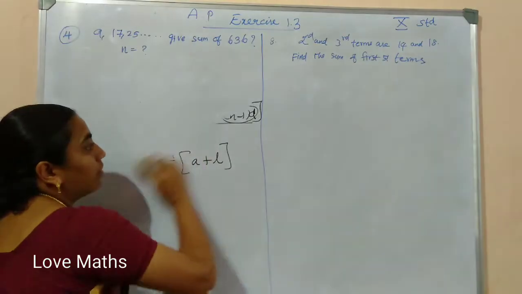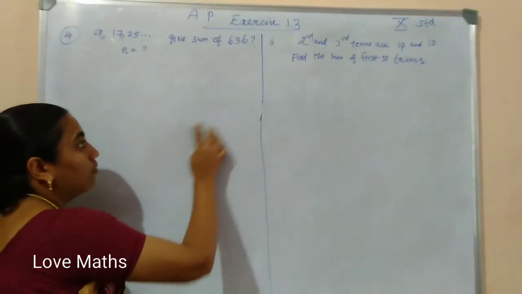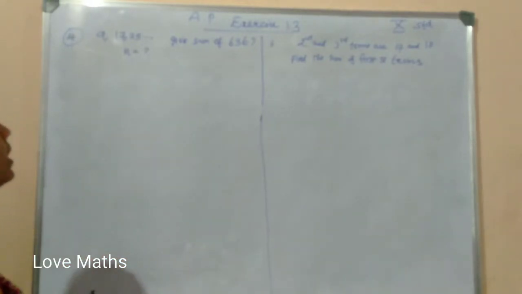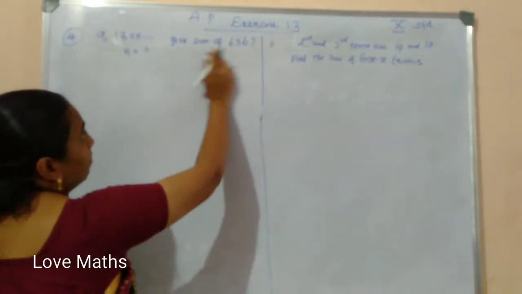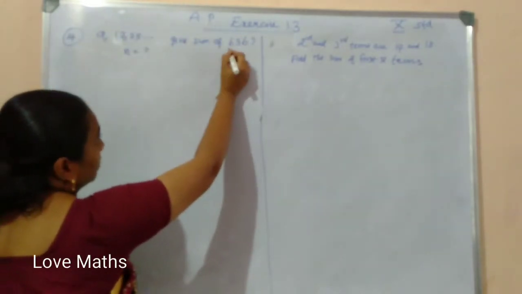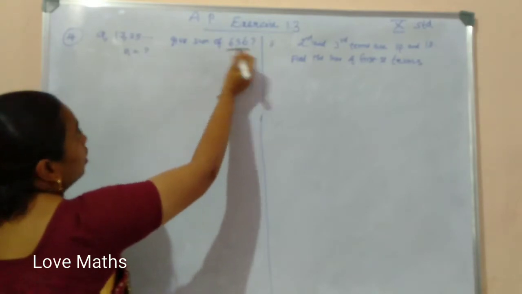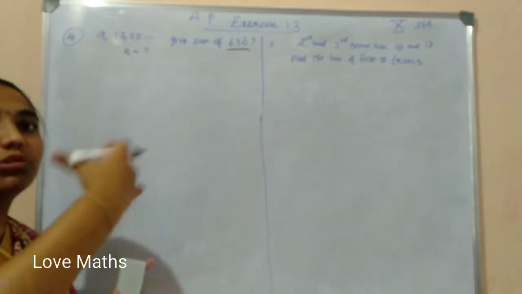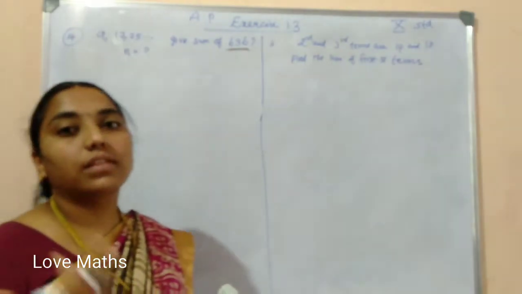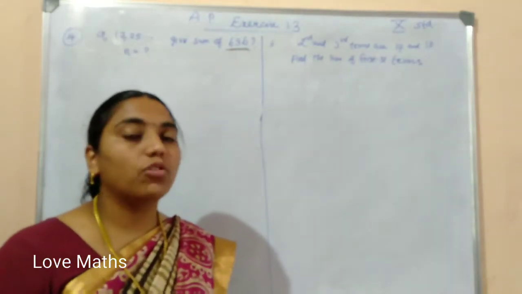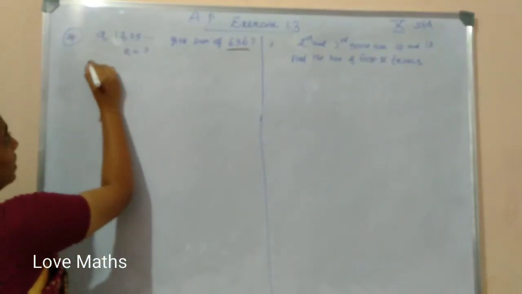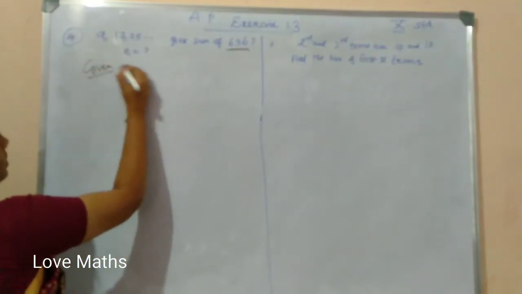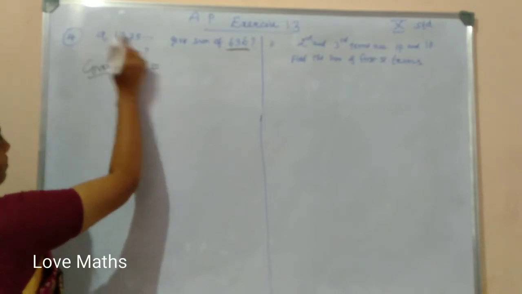Now, we are going to solve the sums. See the first one: 9, 17, 25, and so on, give a sum of 336. If you add all the terms, 336 should come. So, how many terms should you add for it to come as 336? That is the question. First you have to write what is given. What are the given things? A means first term. What is the first term?